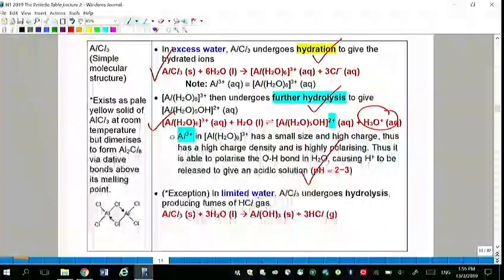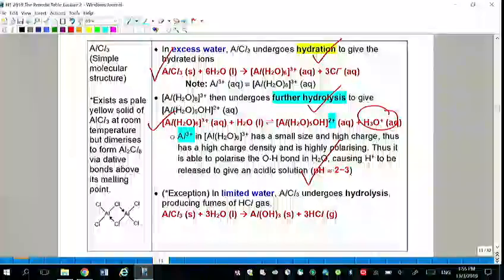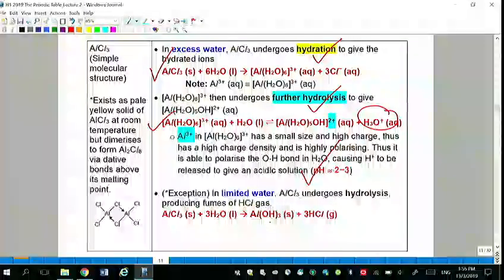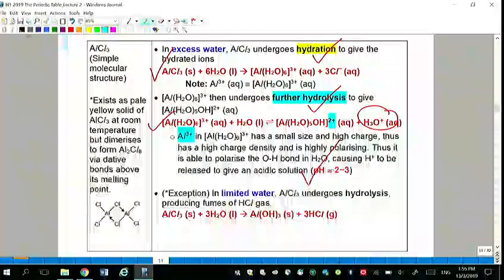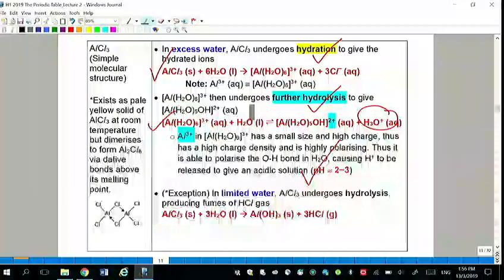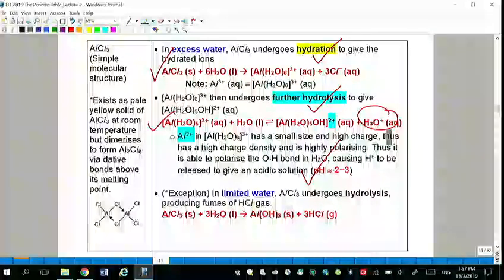There's just an exception. If you are using limited water, you will see that your AlCl3 reacts with the limited water molecules to form your hydroxide and also HCl gas. So here, I need you to take note of a few things. Describe the first step to be hydration, represent it with an equation. Then the next thing you need to know is that it will undergo hydrolysis, represent it with an equation, explain why it is able to undergo hydrolysis, and be able to state the pH of the solution to be 2 to 3. Is that clear?